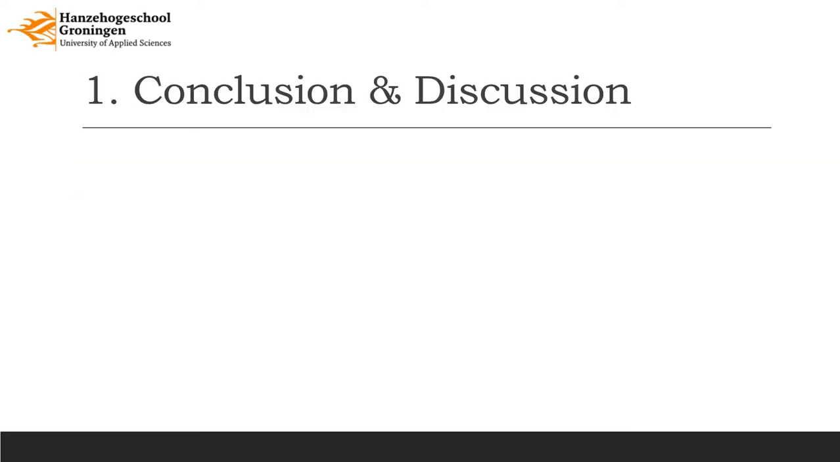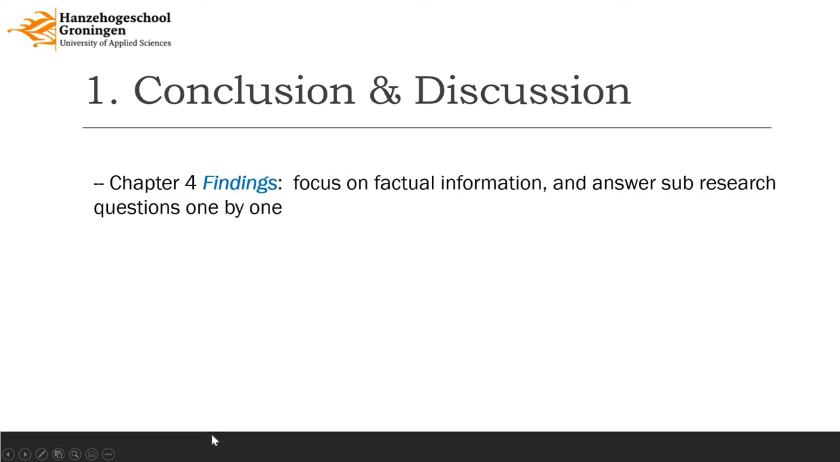First, let's start with the conclusion and the discussion chapters. Some students are a bit confused. What is the difference between the findings chapter and the conclusion chapter? Let's first look at Chapter 4, findings. In this chapter, we only focus on factual information, and we are going to answer the sub-research questions using the data we collected one by one.